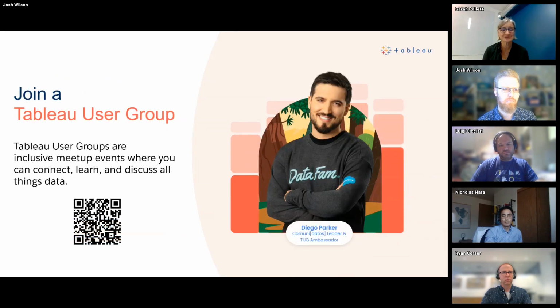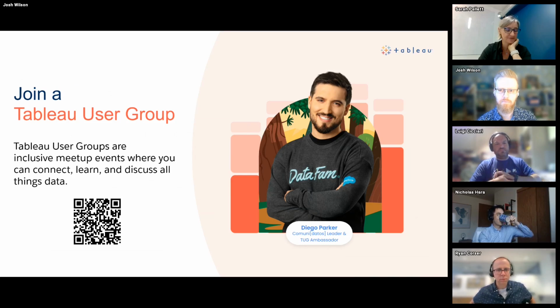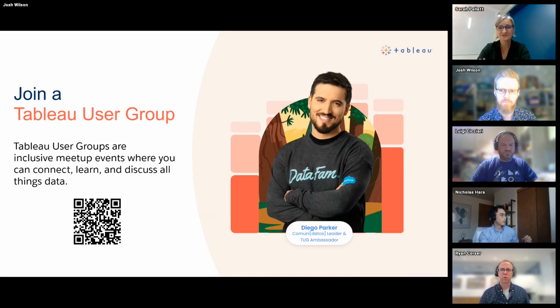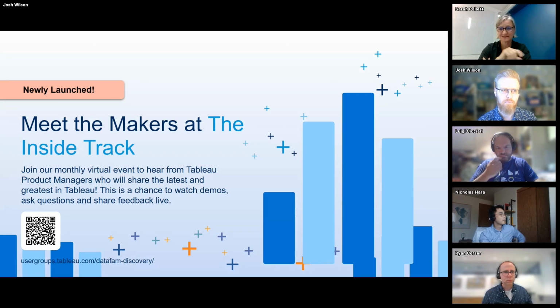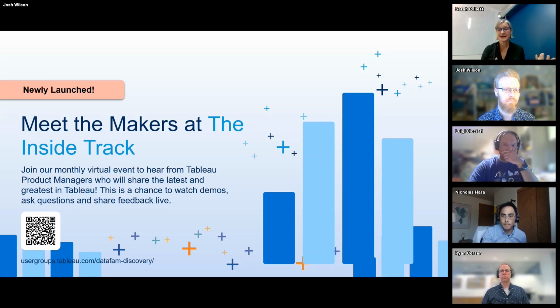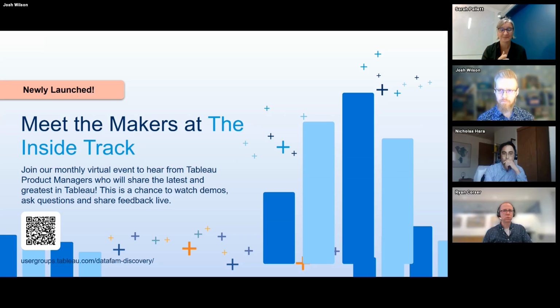And then last but not least, I just wanted to give a shout out to Tableau user groups. If you scan this QR code, it'll take you to the homepage. There's a few in particular that I wanted to highlight. On the next slide, you'll see the DataFam Discovery Tableau user group. And this is a newer one that they've announced. Josh, if you could forward it to the next slide. It'll show everyone, there's a QR code there, as well as the website address. This user group holds monthly calls, virtual calls with Tableau product managers. So you can hear directly from them about all the latest features. And so I highly recommend joining this one and then tuning in for some of those monthly calls.